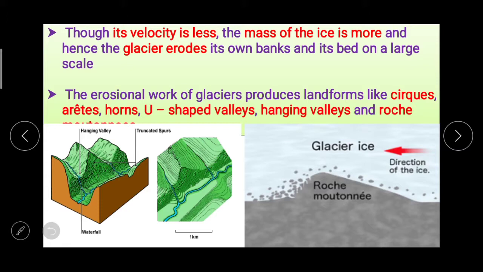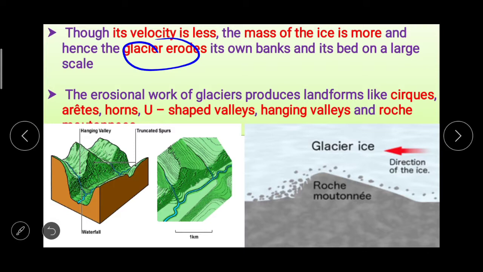And now, because of this erosion work by glaciers, though its velocity is less, the mass of the ice is more, and hence the glacier erodes its own banks and its bed on a large scale. So, the erosional work of glaciers produces landforms like cirques, arêtes, horns, U-shaped valleys, hanging valleys and ship backs.